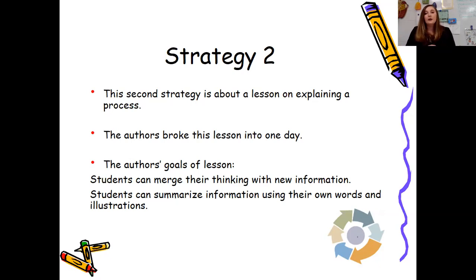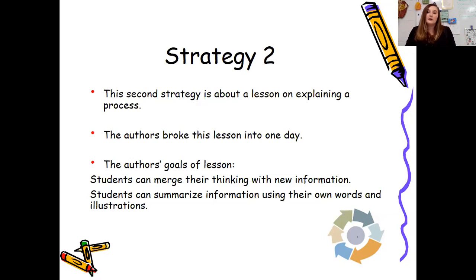The second lesson or strategy is going to be about explaining a process. And instead of the lesson taking 2 days like the first one did, this is only going to take you 1 day. And the authors have come up with goals for this as well. It says students can merge their thinking with new information, and students can summarize information using their own words and illustrations. Now, we have talked about how sometimes our students really do struggle with summarizing. They can't always put it in their own words.